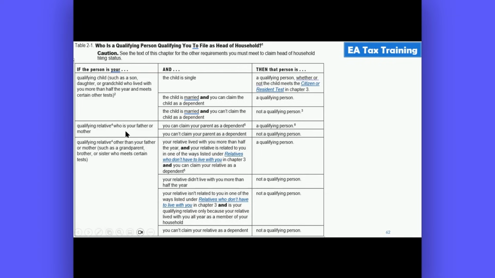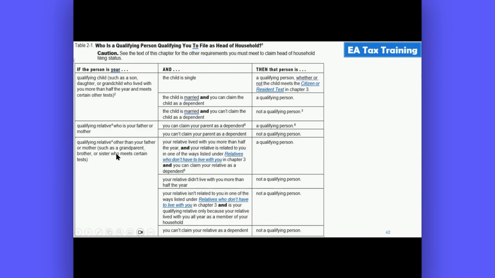So if that person is your father or your mother and you can claim them as a dependent, then they are a qualifying person. If you cannot claim them as a dependent, they are not a qualifying person. So that's a pretty easy one to know. If it is a parent, either they are a dependent or they are not. If they are dependent, they are a qualifying person. If they are not a dependent, they are not a qualifying person. And remember, if they are your parent, they do not have to live with you for more than half the year. The third category is other qualifying relatives.